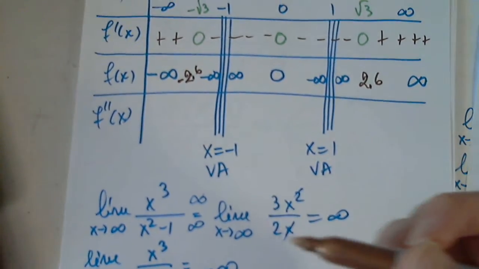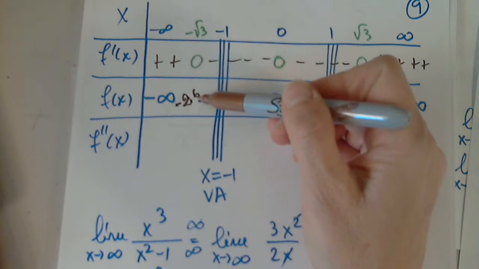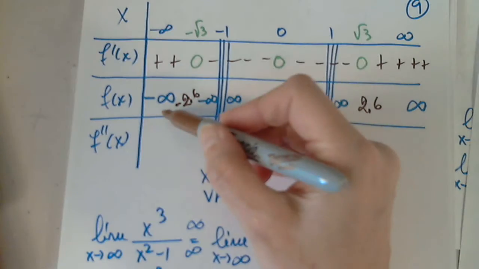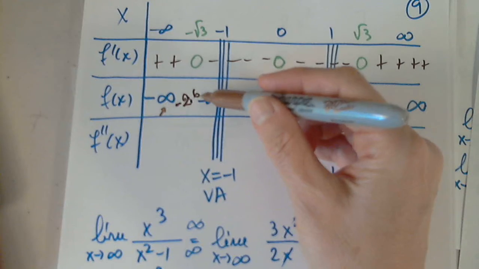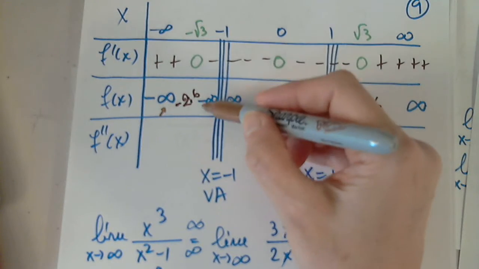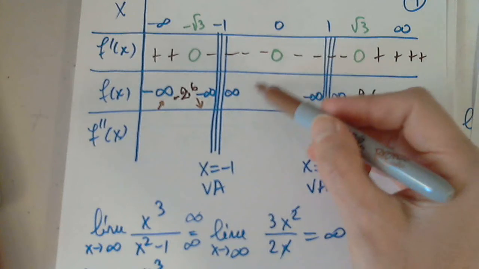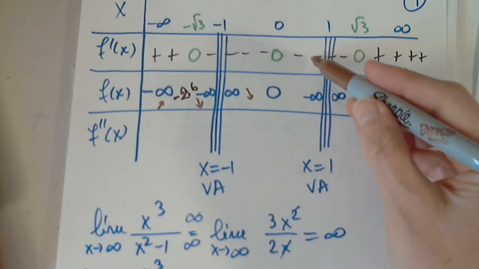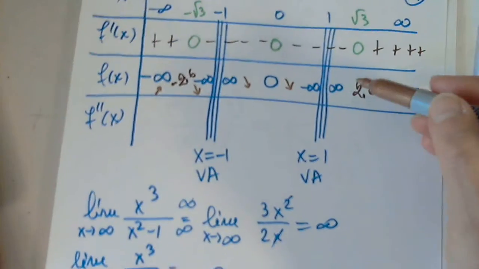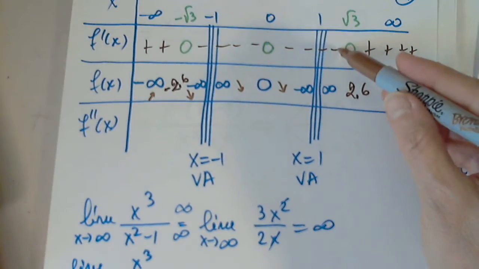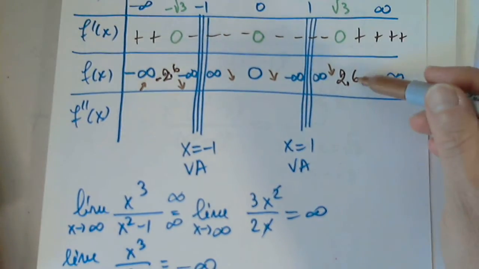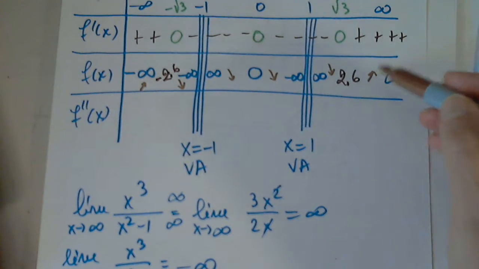I think it's working. So from negative infinity to negative 2.6, it's increasing. Yes, that's correct. From negative 2.6 to negative infinity, that's correct. It's decreasing. From infinity to zero, yes, that's correct. From zero to negative infinity, yes, that's correct. From infinity to 2.6, yes, it's decreasing. From 2.6 to infinity, yes, it's increasing.